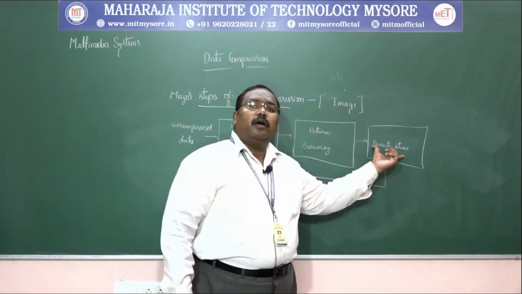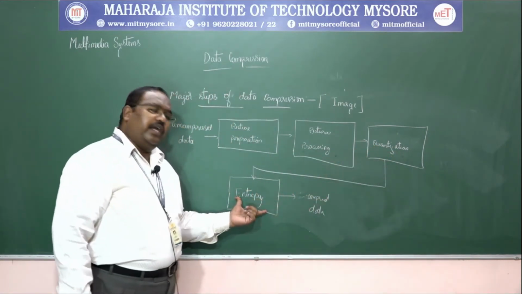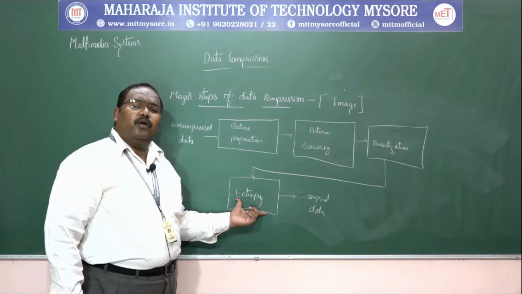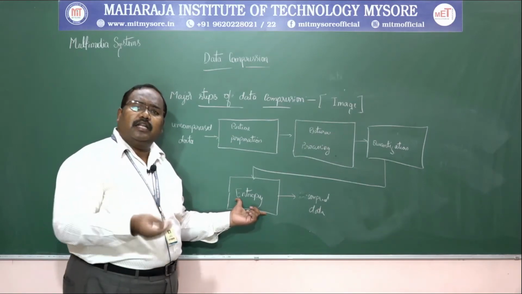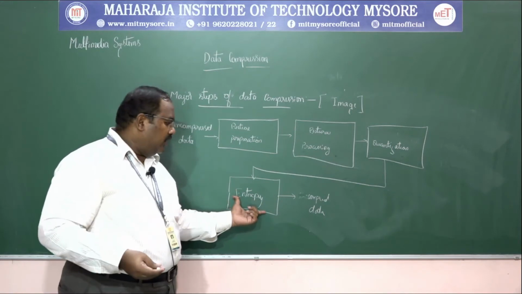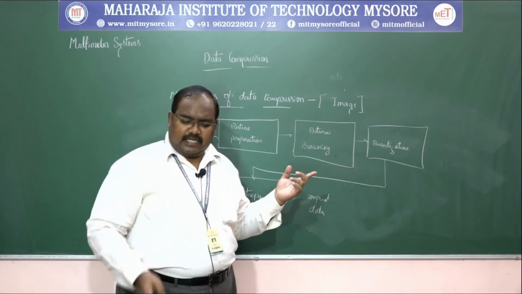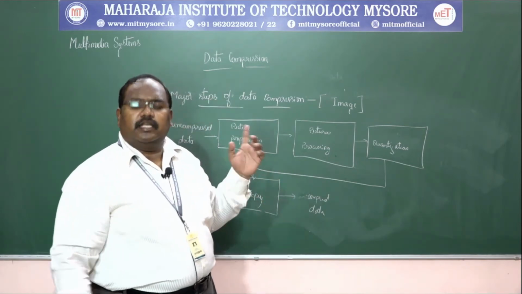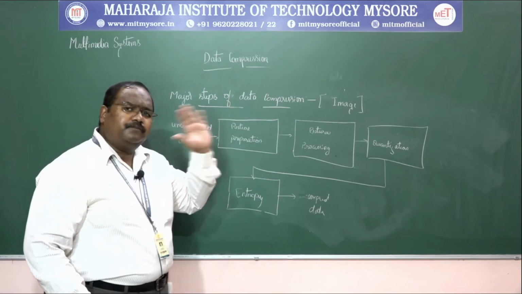Then we do a quantization process. When the quantization is done, finally we employ the various entropy codings, with one of the algorithms like run length, Huffman, or arithmetic coding. During that process, the output we get is totally compressed data. This is the explanation with respect to the major steps of data compression.